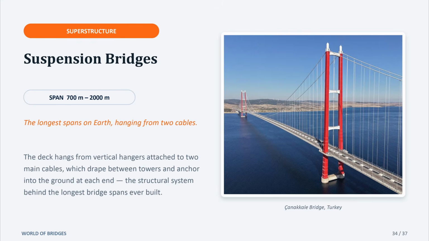Suspension bridges. Right at the top of the span ladder, suspension bridges range from 700 to 2000 meter span. This is a different system from the cable-stayed. The deck hangs from vertical hangers, which connect to the two main cables stretched between towers and anchored deep into the ground at each end. This is the Canakkale Bridge in Turkey, currently one of the longest suspension spans, at 2023 meters. When you need to cross something really big, this is what you reach for.